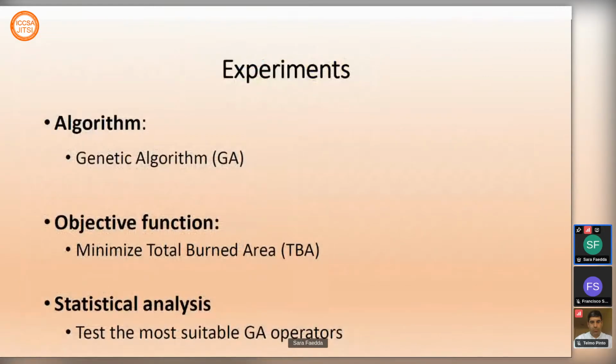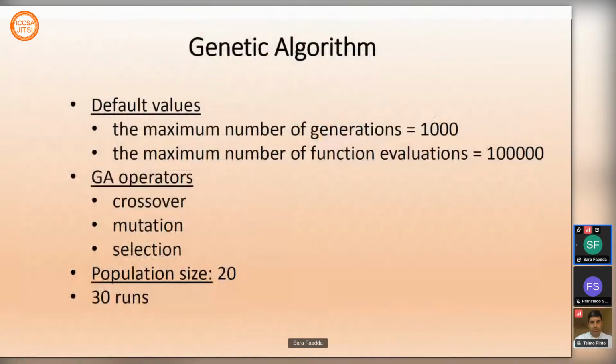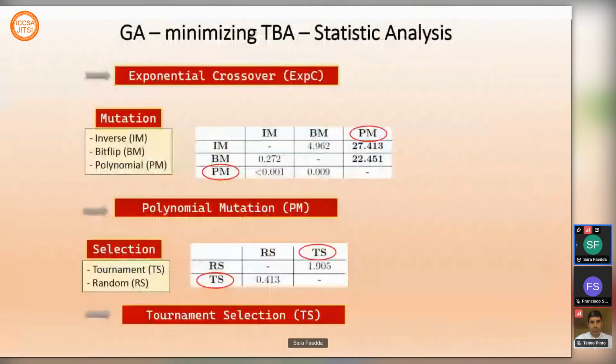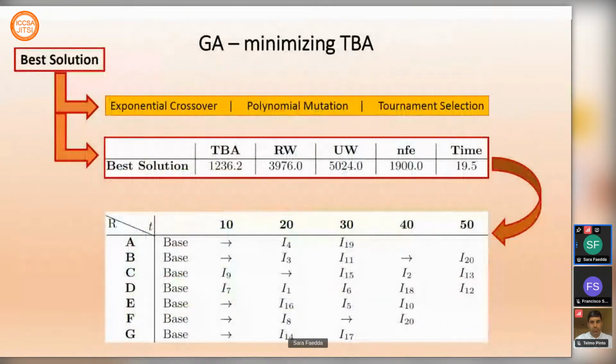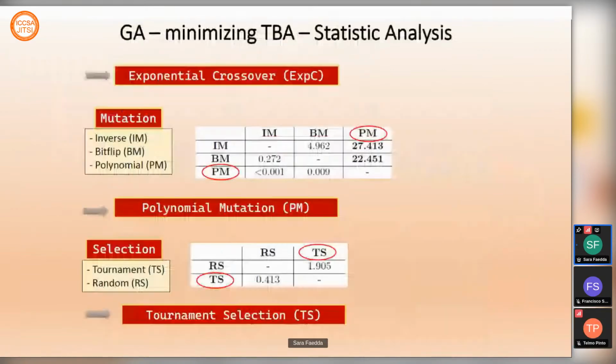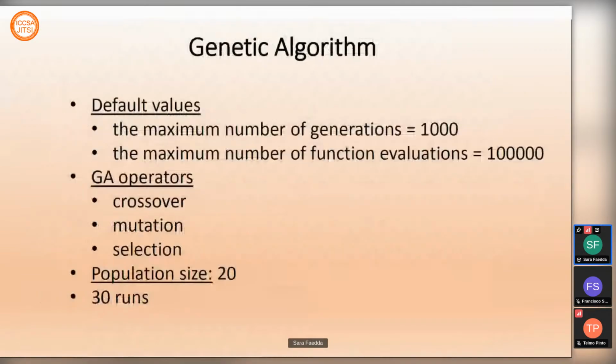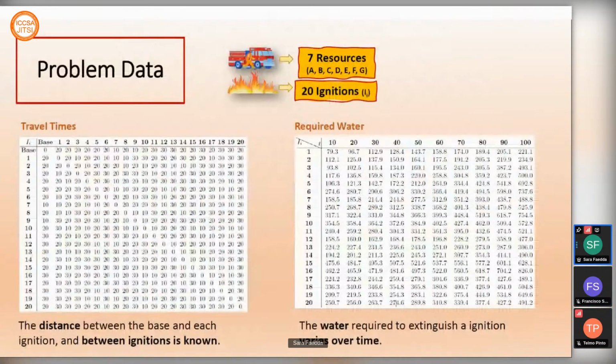So it takes 10 minutes. So that's why here we are in ignition 4, and then in 10 minutes we can go from this. And when we are in the base to go to ignition 4, for instance, we need 20 minutes. So, two instances of time.